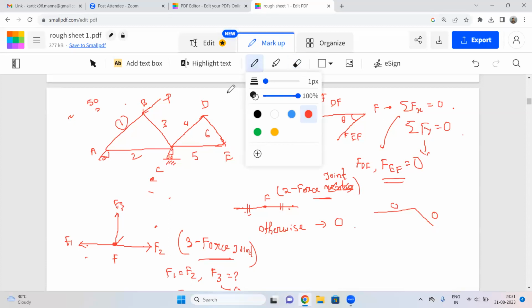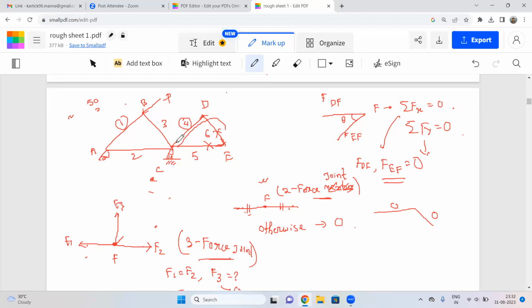Now check, if this is gone, then the members 5 and 6, these two are also not parallel. So these two will also be 0, right? Because they are not parallel. This is the only concept to find these values, right? So if these two are eliminated, then what will be about 4?